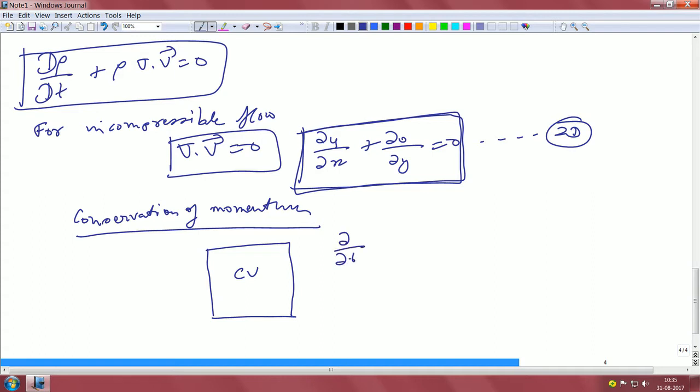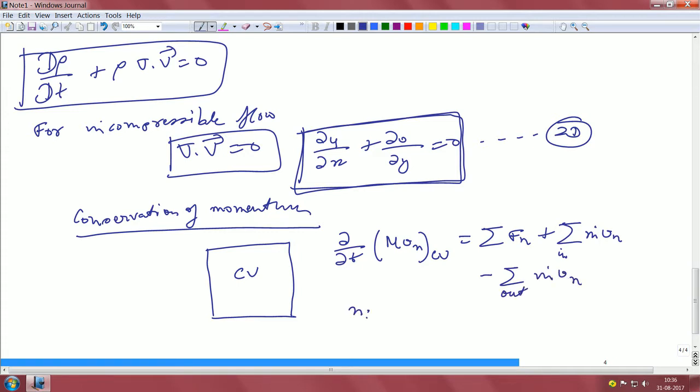So, the first term is what we call the rate of change of momentum within the control volume, and that will be equal to all the external forces that are acting on the control volume plus whatever is the momentum in minus whatever is the momentum out, where n is basically any direction of your coordinate system. That means it will be x, y, z essentially. If you deal with spherical coordinates, it will be something else.